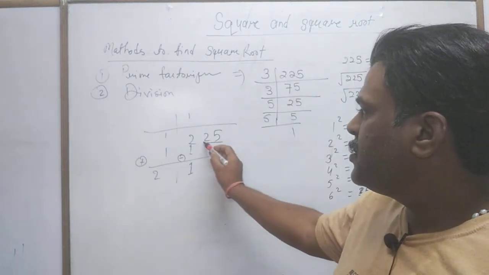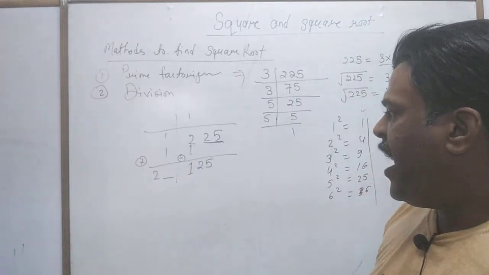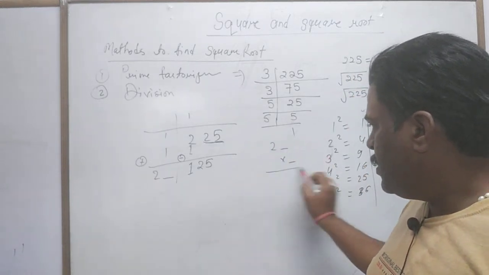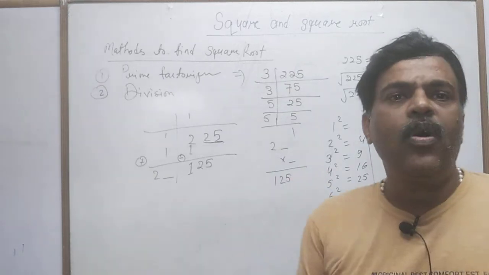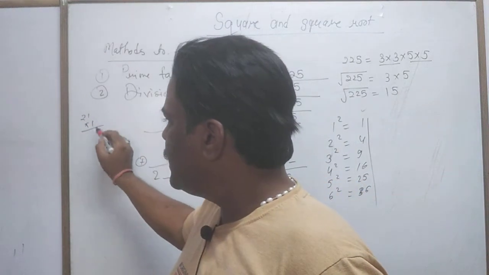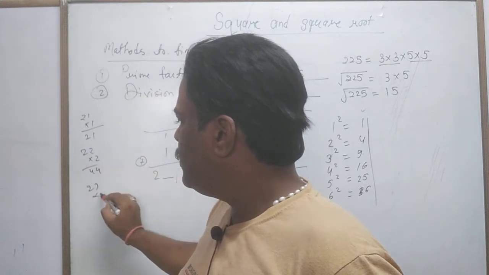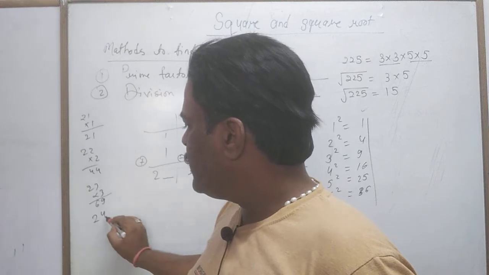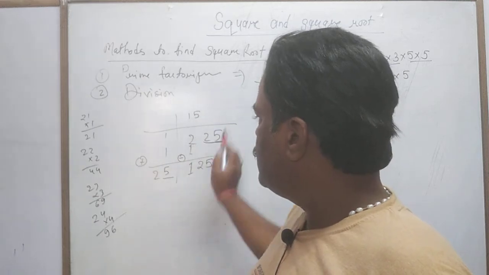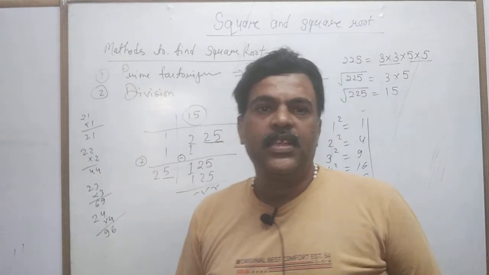Now just note down the next pair, this is 25. Now we have to take one digit here and multiply that digit. The result will be 125 or less than 125. So if we take 1 here, 21 ones are 21, that will be 22. If we take 2 here, 22 twos are 44, 23 threes are 69, 24 fours are 96. And when we take 5 here, that will be 125. So the answer is 15. 15 is the square root of 225.